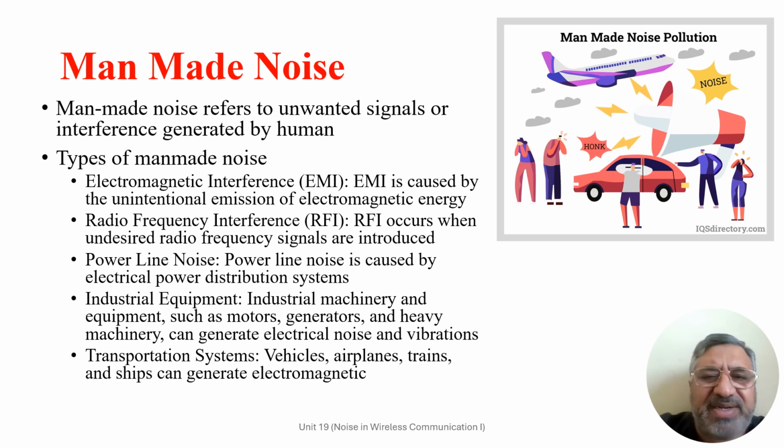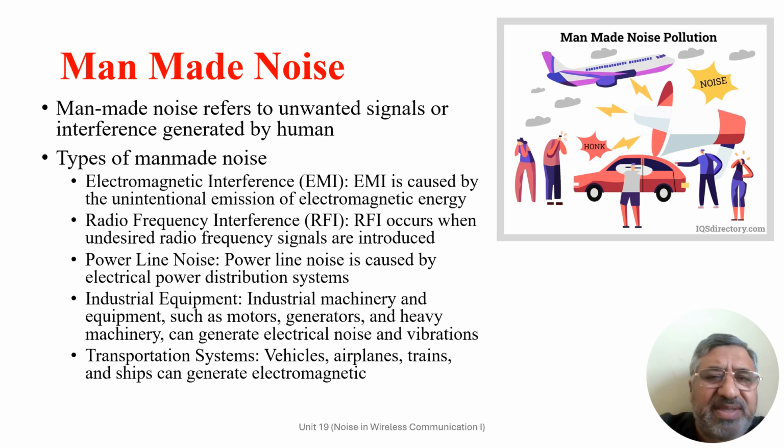EMI is caused by the unintentional emission of electromagnetic energy from various electrical and electronic devices developed by humans. Examples include power lines, electrical motors, fluorescent lights, and electronic equipment like computers, televisions, mobiles, iPads, and different types of electronic gadgets. EMI can interfere with the wireless communication system, leading to degraded signal quality and performance.